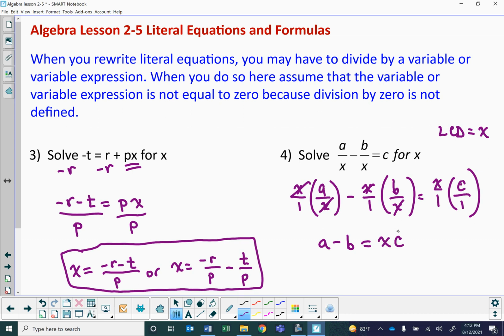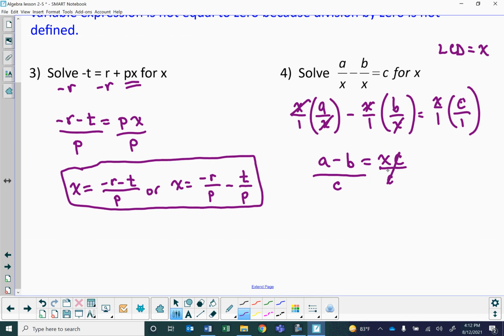Well, I need x by itself, not x times c. So what I'm going to do is divide by c. So now, if I do that, x equals a minus b over c, or x equals a divided by c minus b divided by c. All we did was separate this. A minus b all over c means a is divided by c and b is divided by c because the entire top of the fraction is divided by c, which is why we can separate it and make sure that each part of the numerator is divided by the denominator of c. So there we have that answer.